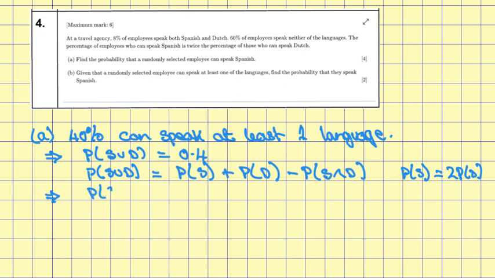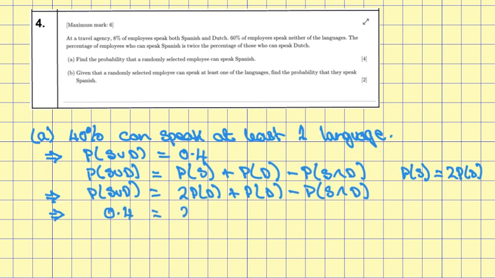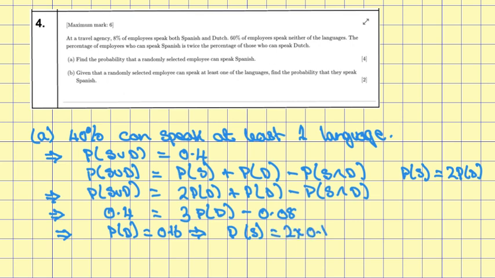Therefore, we know that the probability of S union D is equal to 2 times the probability of D plus the probability of D minus the probability of S intersection D. Plugging in our numbers, we get that 0.4 is equal to 3 times the probability of D minus 0.08. Therefore, when we've rearranged it, we get that the probability of Dutch is equal to 0.16. Therefore, the probability of S is 2 times 0.16, which is equal to 0.32.